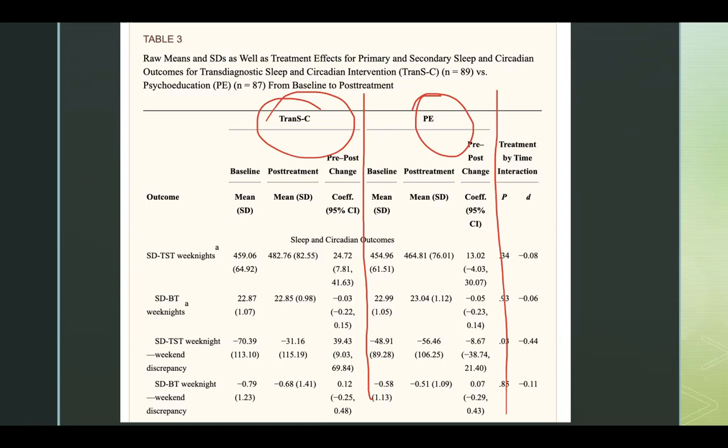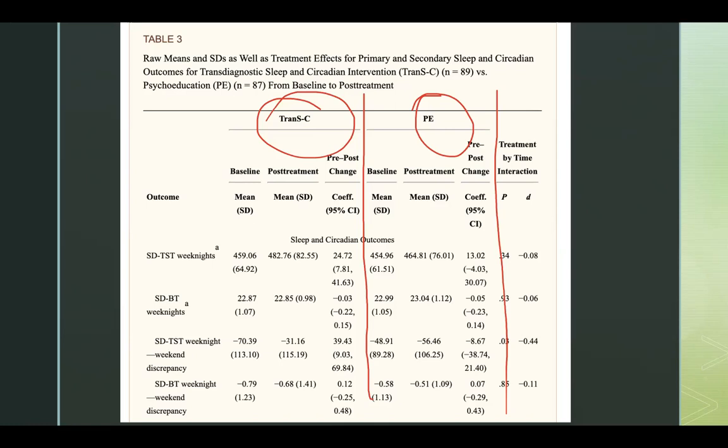And so what you're looking at is that baseline in both groups is about 459 and 454. That's not a huge difference here. And then you look at the post-treatment. Well, that is different from each other. One's 482 and one's 464. But we don't know for sure that it's different. It just looks different. And so we have to do an inferential statistic to figure out if it really is different.